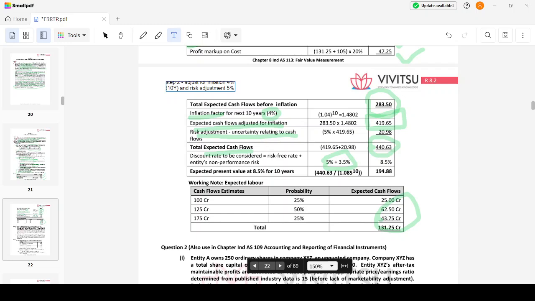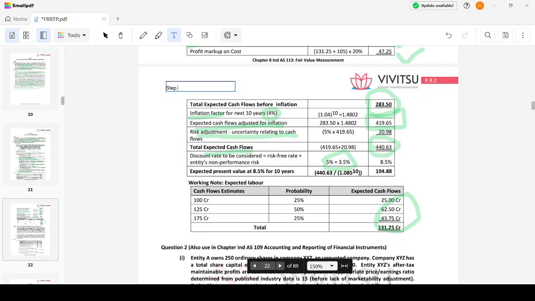For example, assume that I have mentioned 100 rupees. There is a risk that it could be 95 or it could be 105. There is a 5% chance that it could be either less or more. That is known as risk adjustment. Here I have a cash flow of 4,419.65, and on that I'm going to multiply by 5%.